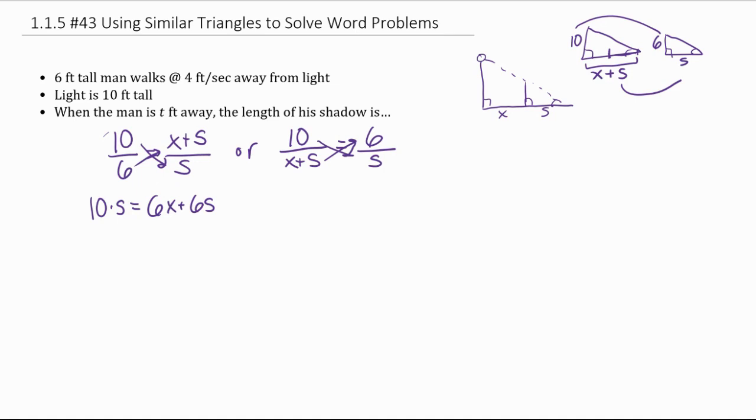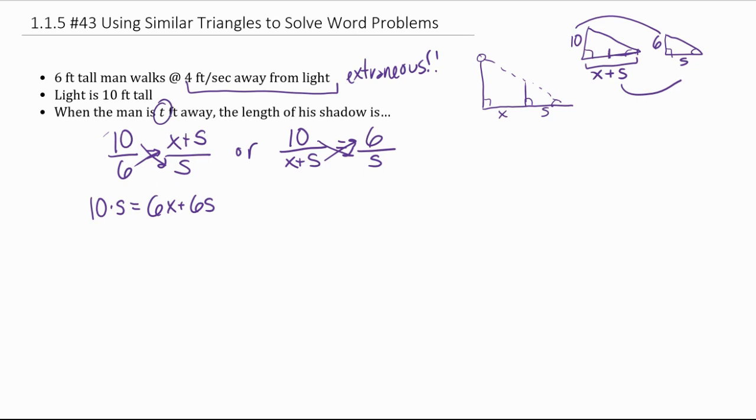Now, it says that he walks at 4 feet per second away from the light. Now, that would give me some information if I was actually calculating any rates here, but I am not calculating any rates for this problem. So it's actually extraneous. I actually don't need it because that's a rate. And just because he's walking 4 feet per second away from the light, that doesn't actually change his distance away, because I'm already given his distance. It's either t or, in part A, it was 20.